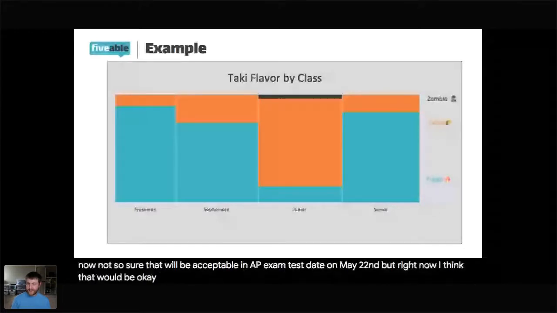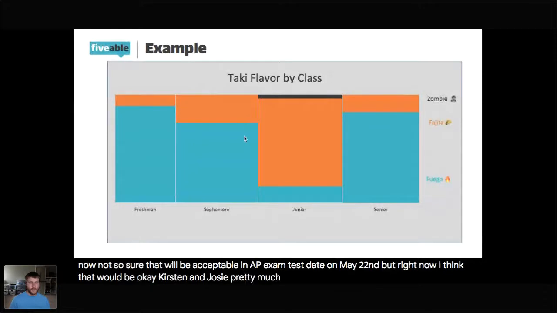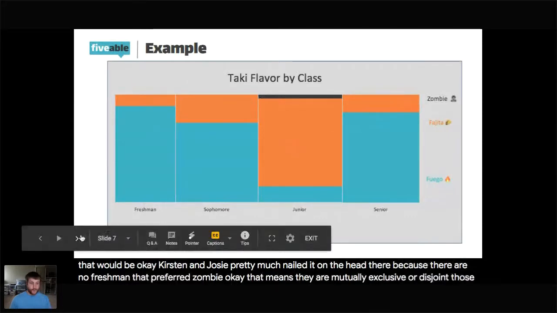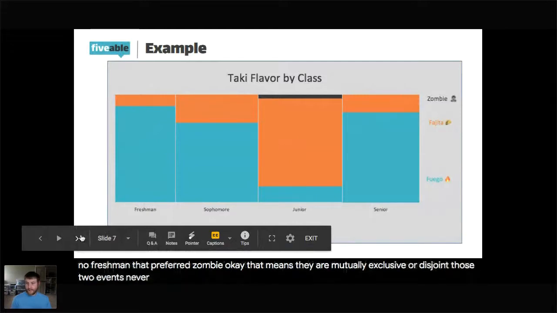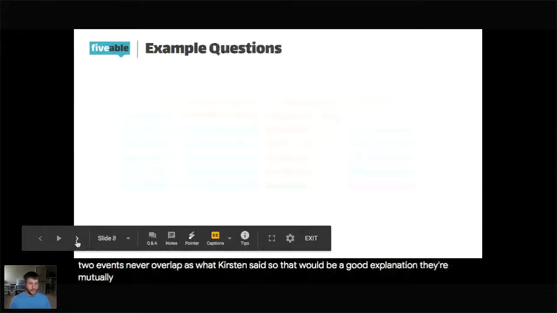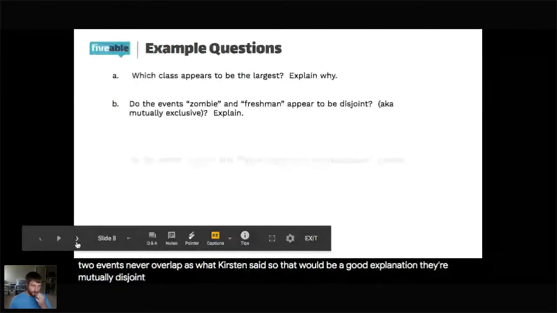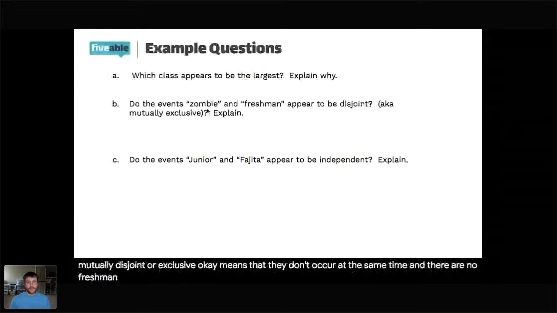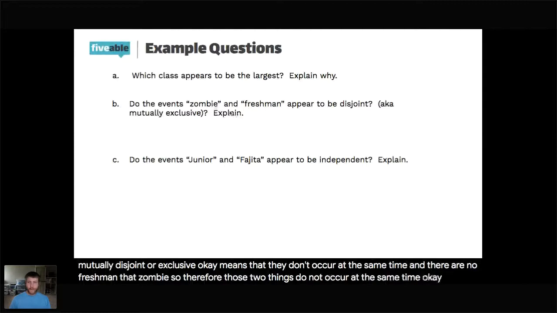Okay, Kirsten and Josie pretty much nailed it on the head there. Because there are no freshmen that preferred zombie, that means they are mutually exclusive or disjoint. Those two events never overlap, is what Kirsten said. So that would be a good explanation there. Mutually disjoint or exclusive means that they don't occur at the same time. And there are no freshmen that selected zombie. So therefore, those two things do not occur at the same time. Okay, so that would be your answer on that one.